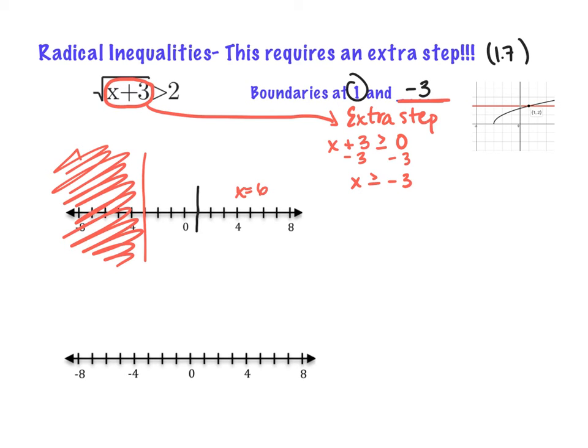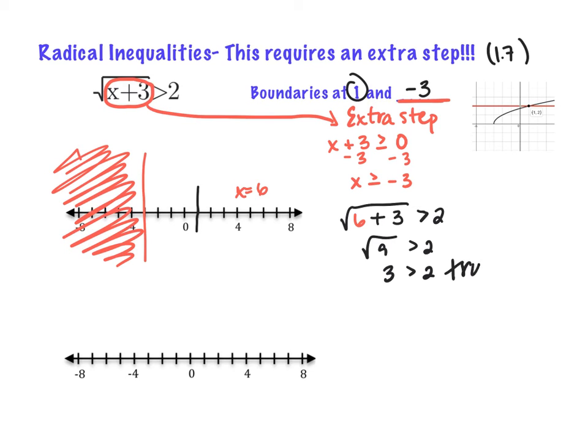The reason I'm going to do that is because when I plug in 6 for x, I'm going to end up with 9 under the square root sign, which is a perfect square. You can use anything and just put it in your calculator, but for simplicity, I'm going to use 6. So I've got the square root of 9 is greater than 2. So I have 3 is greater than 2.